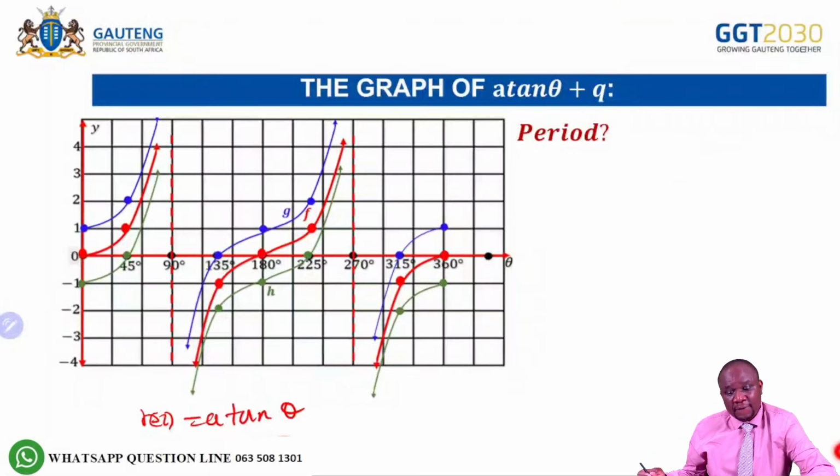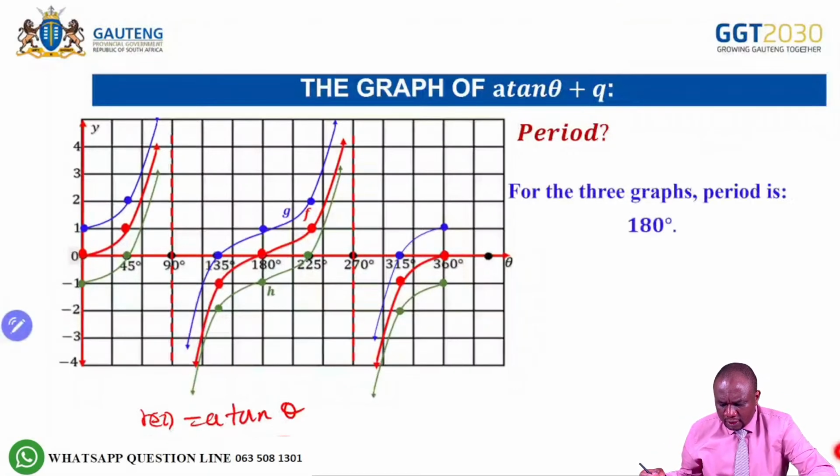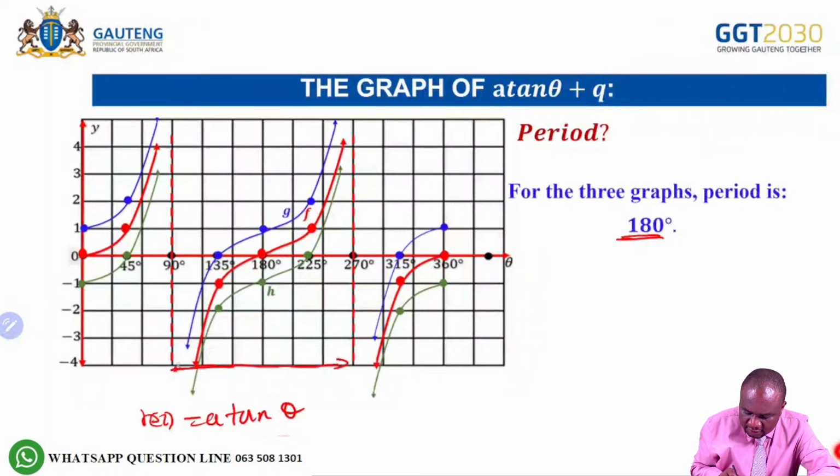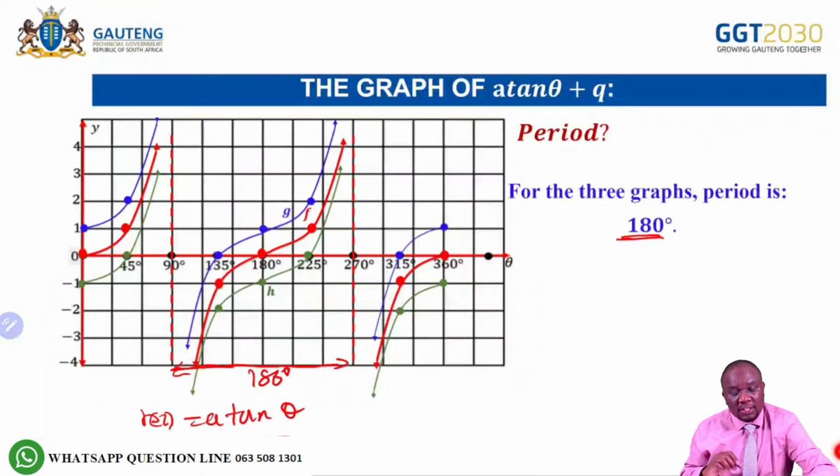Right, welcome back. Now, for the tangent graph, the period is 180 degrees. Remember that the period for the tangent graph is 180 degrees, meaning that the graph repeats itself after 180 degrees. Like here, from 90 degrees to 270 degrees, that is 180 degrees. So the graph will keep on repeating itself after every 180 degrees. That's the period there.